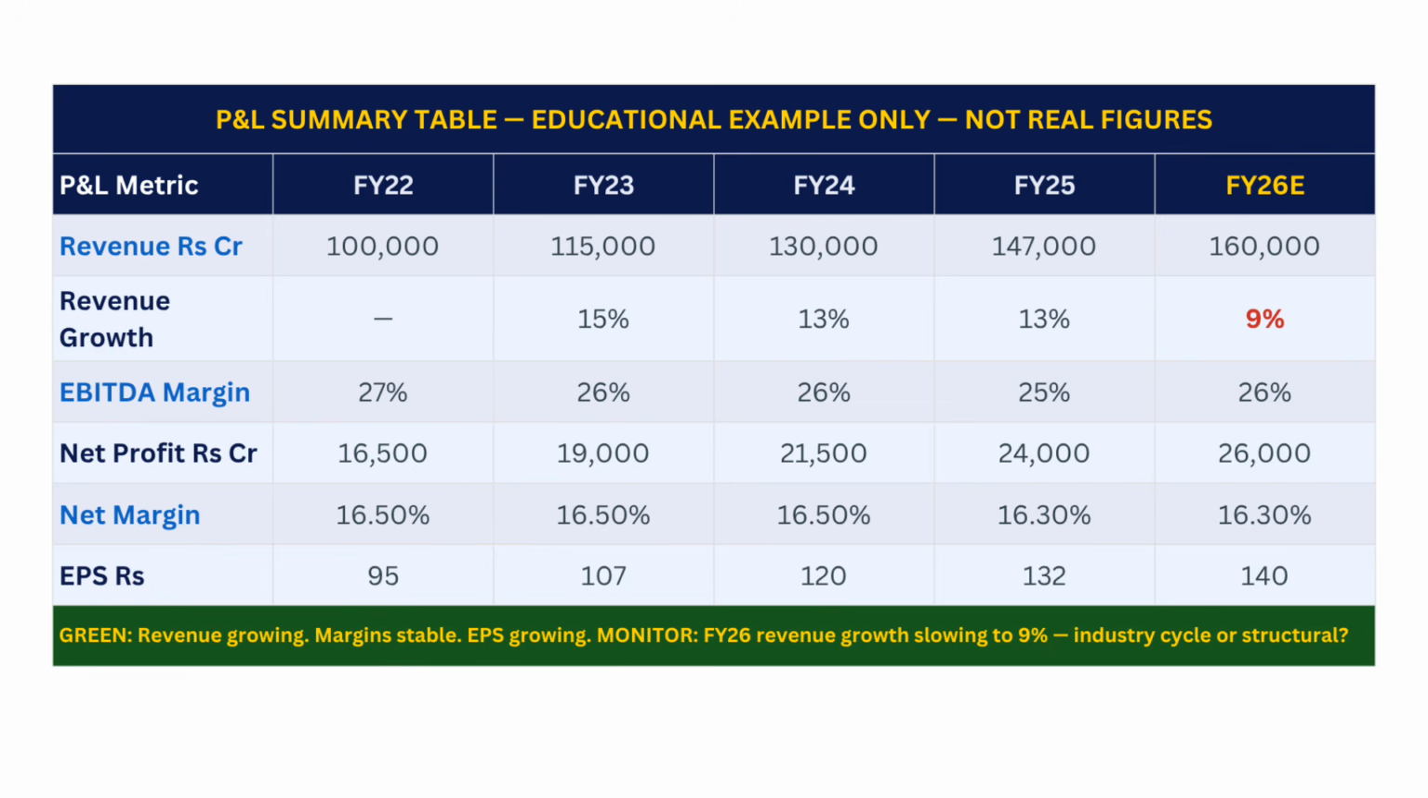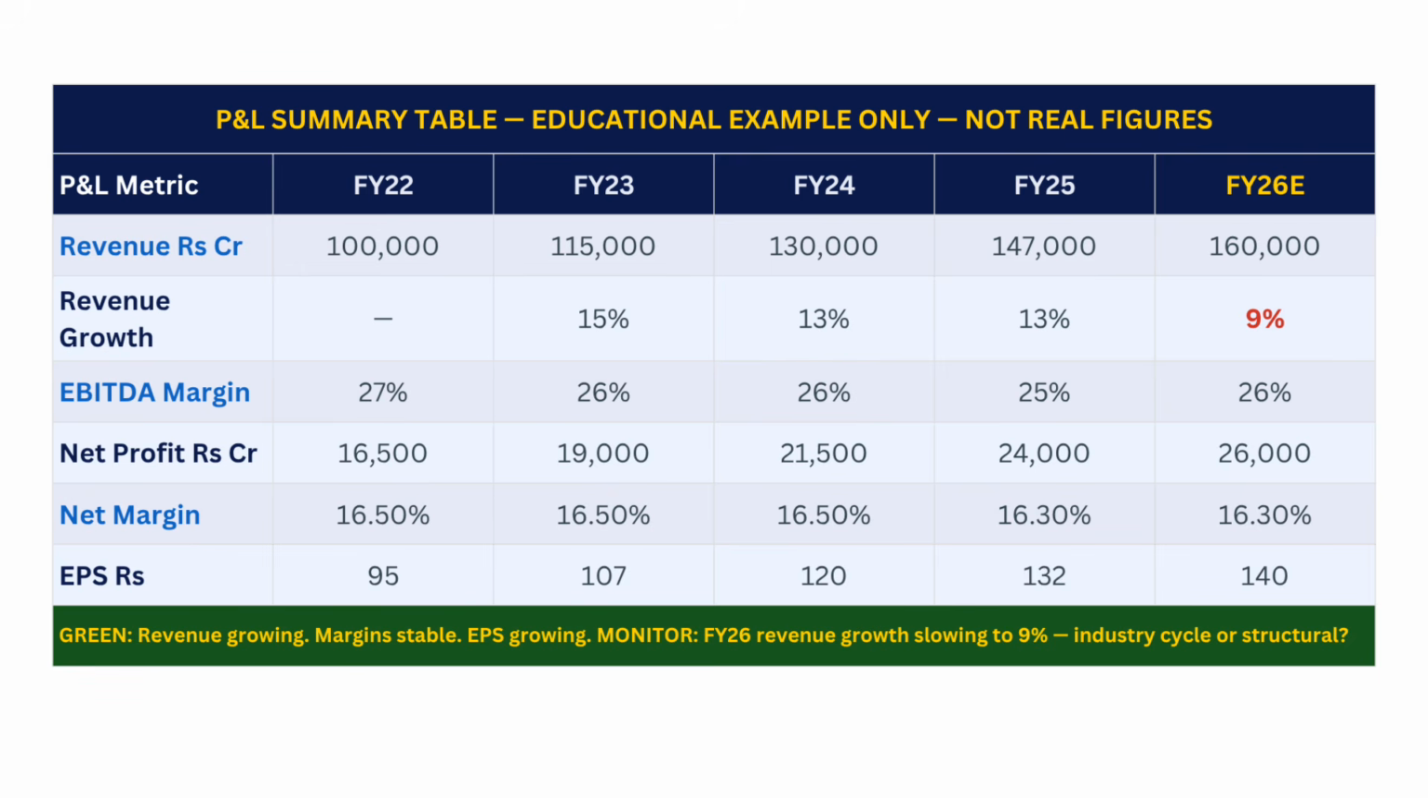Then the second metric, revenue growth percentage. In financial year 22, we see nothing because it is the starting point. Financial year 23 it is 15%, in financial year 24 you can observe it is 13%, in financial year 25 it is 13%, and in financial year 26 estimated to be 9%. Comparatively, this is very low. Please observe here.